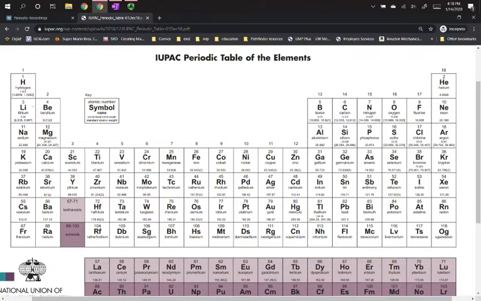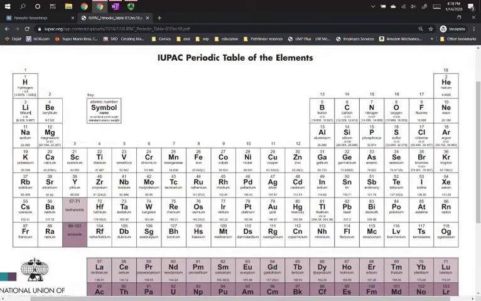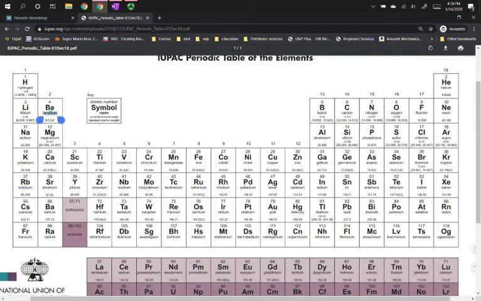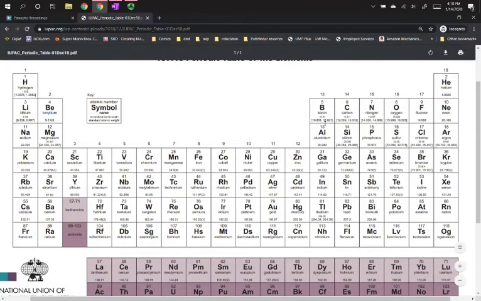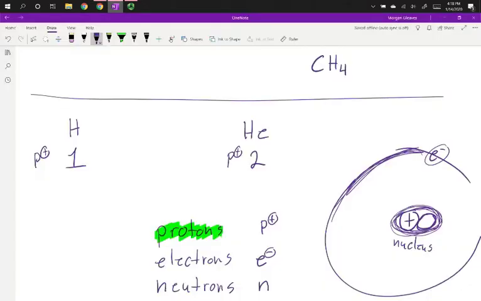If we look at number 3 over here, lithium. Lithium is the third element. It has 3 protons. Beryllium is the 4th element, it has 4. Boron is the 5th element, it has 5, and so on. Carbon has 6 protons, nitrogen has 7 protons, oxygen has 8 protons, and so on and so on. The number of protons tells you what the atom is. So all heliums, no matter what else changes, all heliums have 2 protons. All hydrogens, no matter what else happens, always have 1.